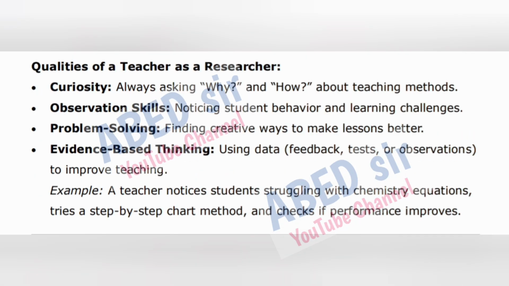Qualities of a teacher as a researcher. Curiosity, always asking why and how about teaching methods. Observation skills, noticing student behavior and learning challenges. Problem solving, finding creative ways to make lessons better. Evidence-based thinking, using data, feedback, tests, or observations to improve teaching. Example. A teacher notices students struggling with chemistry equations, tries a step-by-step chart method, and checks if performance improves.